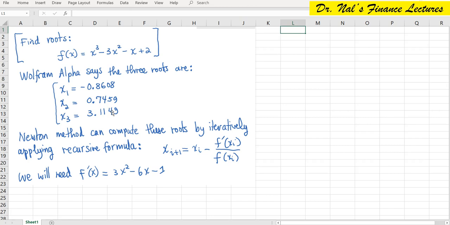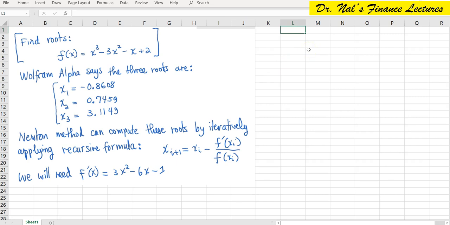So we are going to use Newton's method to actually compute those 3 roots iteratively by using the following recursive formula, which we proved in the previous video. In this formula, we need f prime as well, the derivative of our function, which we can easily calculate to be this. The derivative of x cubed is 3x squared, the derivative of minus 3x squared is minus 6x, and the derivative of minus x is minus 1. The derivative of plus 2 is just 0, so we can ignore that term.